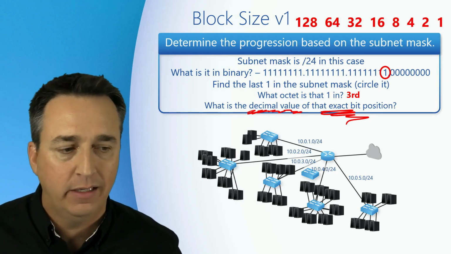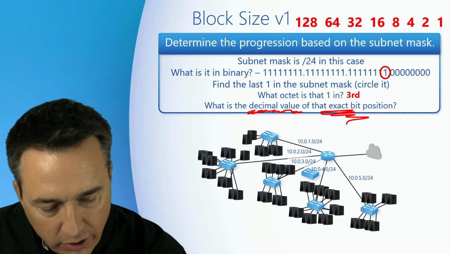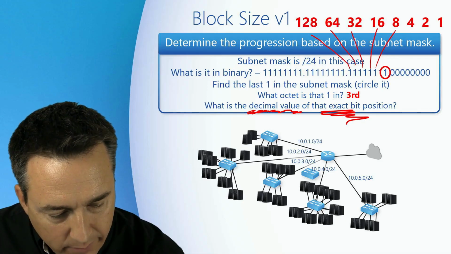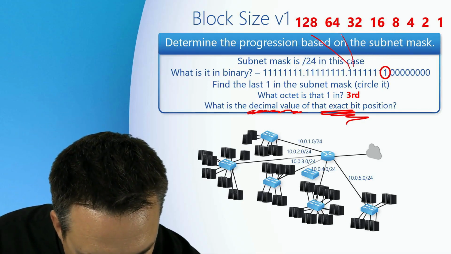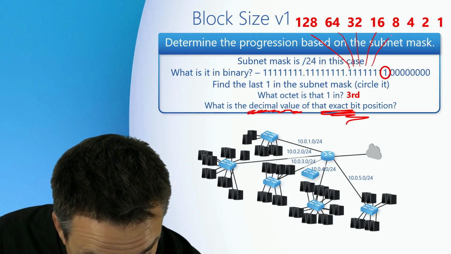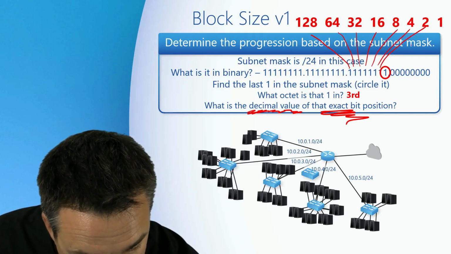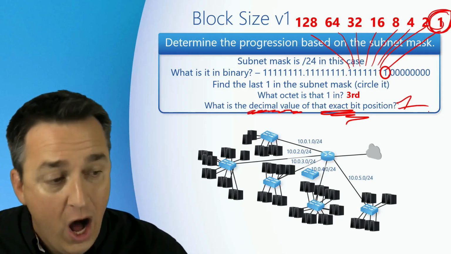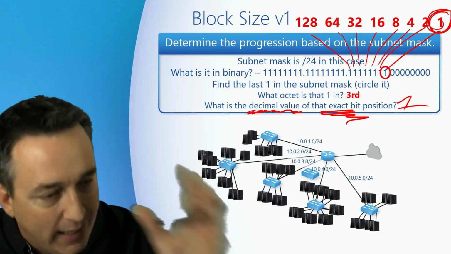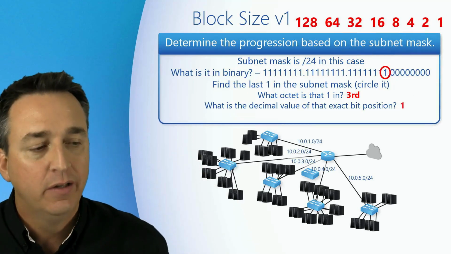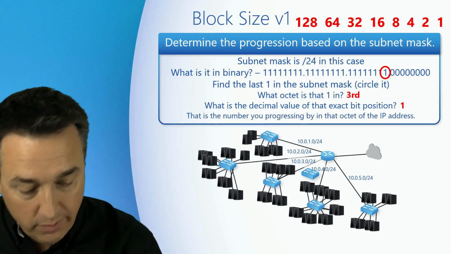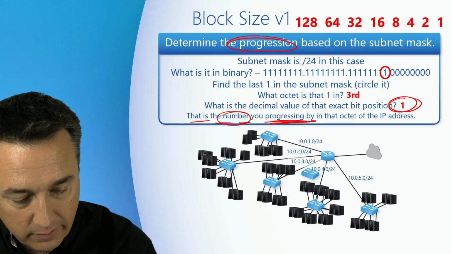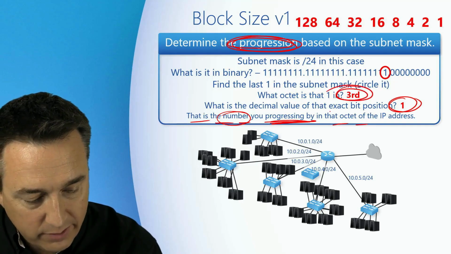Then, what is the decimal value of that exact bit position? I'm not asking you to add anything here. This one is 128, 64, 32, 16, 8, 4, 2, and this one is 1. So its value is 1. Don't even add them; just ask what is the value of that exact position. It's a 1. This is the number that you are progressing by in that octet.